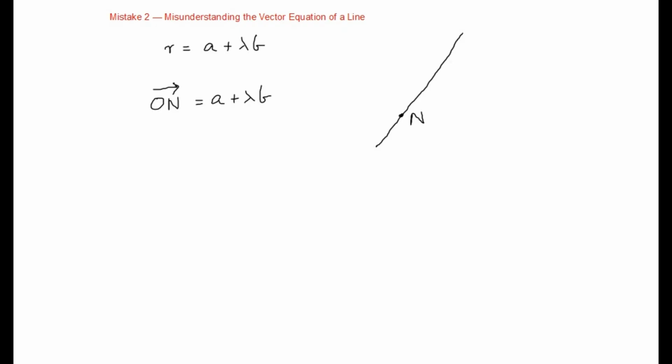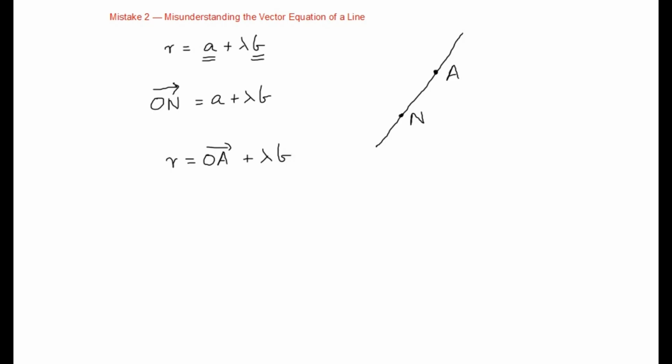Right. The second thing you need to know is what is a. So a is the position vector of a known point on the line. So let's say you have a point A, capital A. I'm representing the point as capital A and the vector as lowercase a. So in this vector equation of a line, you can replace a with the position vector of a known point, so OA, plus lambda b. Right? And that leaves b.